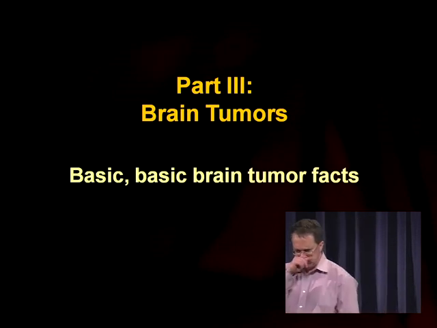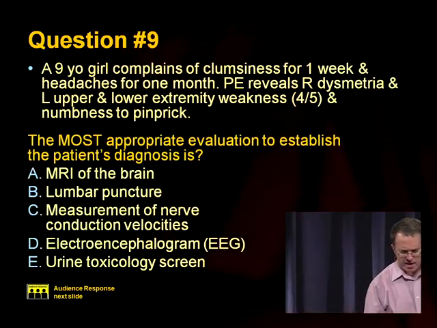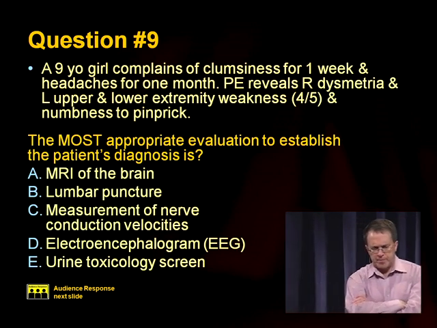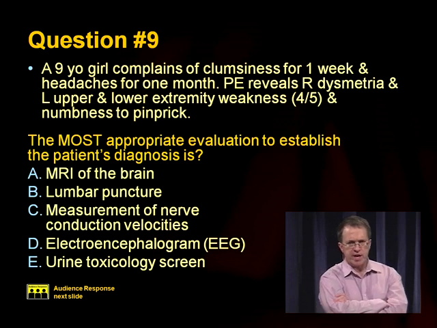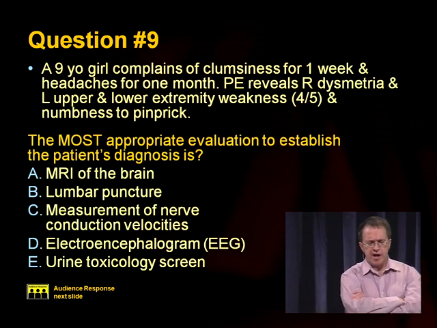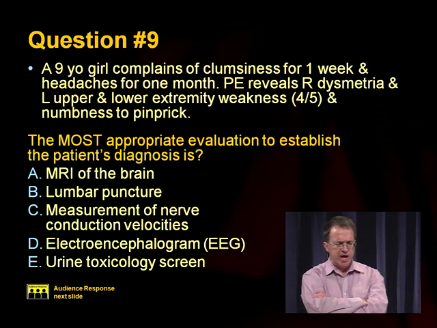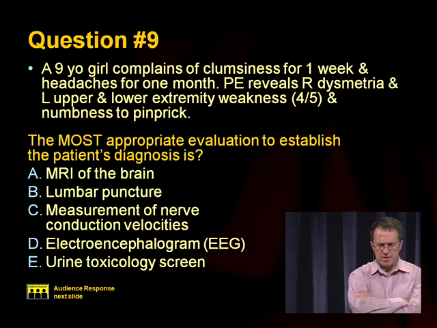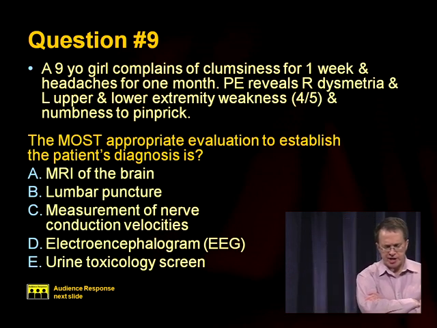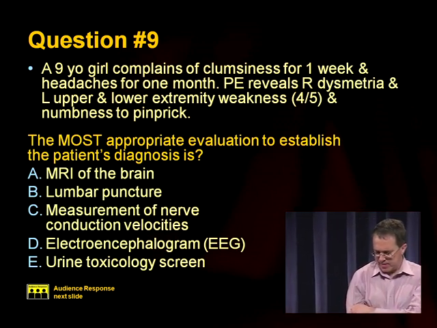Okay. We're going to talk some basic brain tumor facts. Okay. A 9-year-old girl complains of clumsiness for a week and headaches for a month. On physical exam, she has right dysmetria and left upper and lower extremity weakness and numbness to pinprick. What's the most appropriate evaluation to establish the patient's diagnosis? Okay? Channel your inner Willie Sutton. Okay. Let's get some responses.